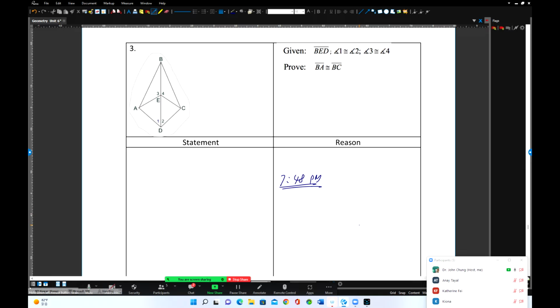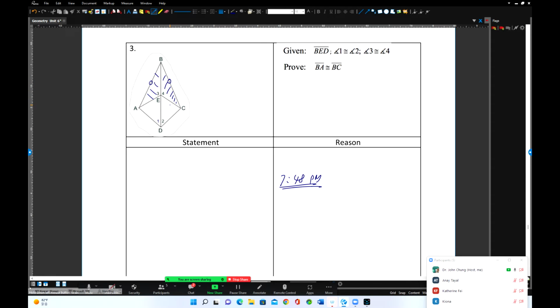Okay. Question number 3. Take a look at question number 3. Why is this called double congruence? This is a proof. BA congruent to BC. We're gonna prove where is BA. These two sides. So using corresponding parts, these two sides belong to what? Triangle ABE and triangle BCE, right? These two triangles.